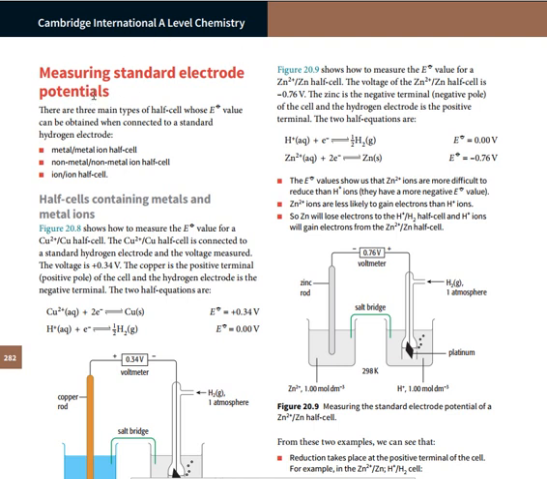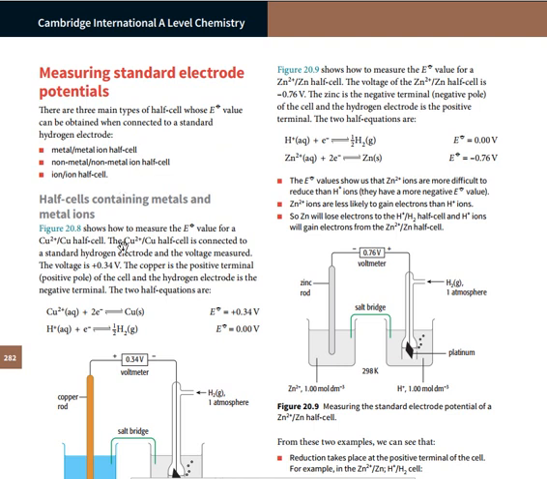It is defined as the voltage or the EMF of a half cell. Standard electrode potential is defined as the EMF of a half cell with respect to a hydrogen electrode, at a constant temperature of 298 Kelvin, a concentration of 1 mole per dm cube, and an atmospheric pressure of 1 atmosphere. So this is the definition of standard electrode potential.